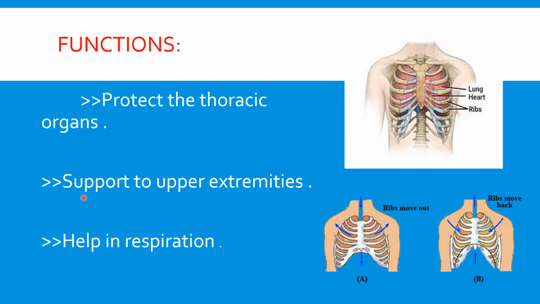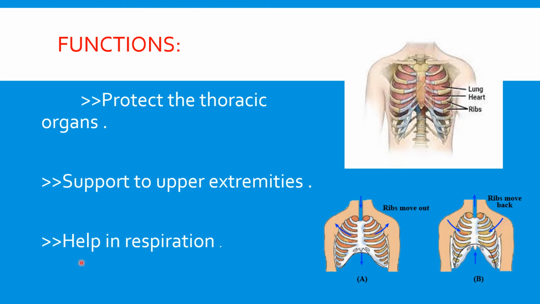The second function of the ribs is support to the upper extremities. Upper extremities means your upper limb, the portion of your body above your legs. The ribs provide support to your upper extremities, and you can stand straight because of the vertebral column and the presence of ribs on your body. So it is providing support to the upper part of your body.